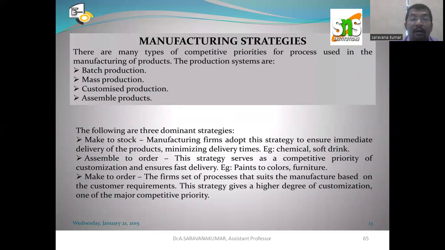The following are the three dominant strategies: make to stock, assemble to order, make to order. Make to stock: manufacturing firms adopt this strategy to ensure immediate delivery of the product, minimizing delivery time, in some chemical or soft drink. So it's related to make to stock. Assemble to order: this strategy serves as a competitive priority of customization and ensures fast delivery. Example: paints to colors or furniture. Make to order: the firm sets processes that suit the manufacturer based on the customer requirement. This strategy gives a higher degree of customization, one of the major competitive priorities. So you can give the customized product to the customers.